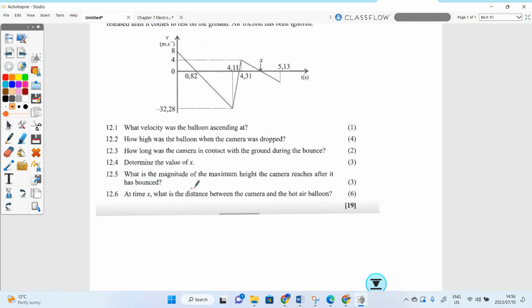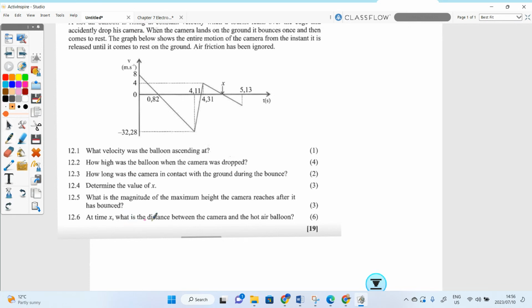Okay, at time X. Now, guys, this is quite an important question. At time X, what is the distance between the camera and the hot air balloon? Now X is after the first box, the V5. So remember, here's the camera, it does that and it does that. So it went from here, where the balloon was at that point, and the camera is now there. But what did the balloon keep on doing? At a constant velocity. The balloon kept on going up at 8 meters per second.